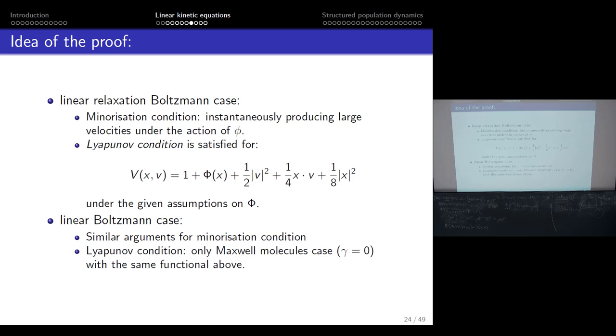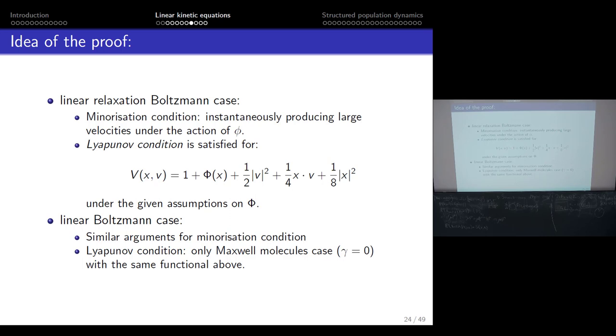So for the linear Boltzmann case, this Lyapunov part is a bit challenging, as you need to control the moments of this potential, right? They should behave in a good way. Here in this case, we have a result only for these Maxwell molecules, not for greater than zero. Probably there is a way to do it for greater than zero as well, but these computations get a bit messy.